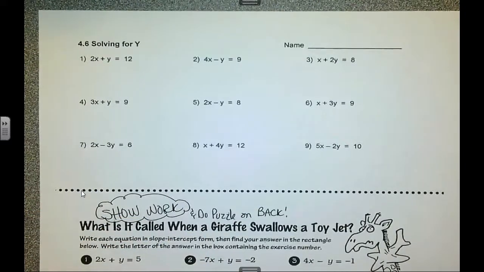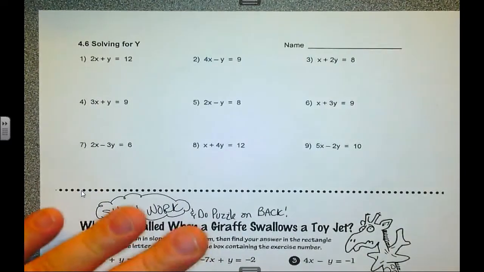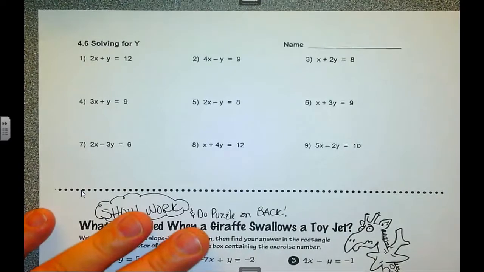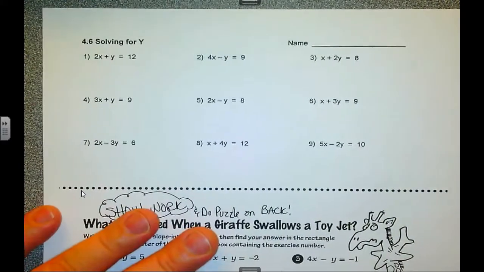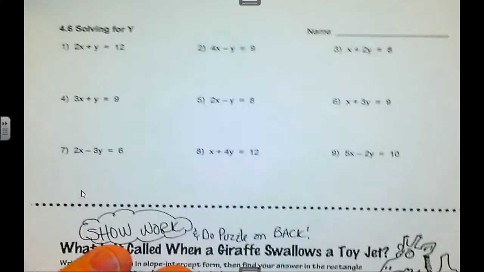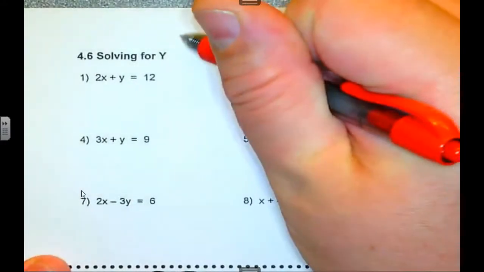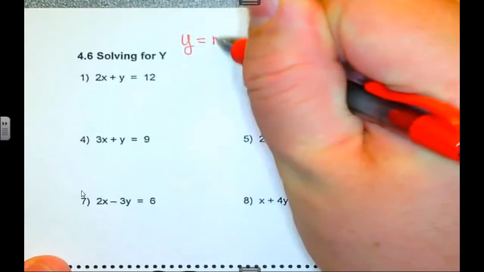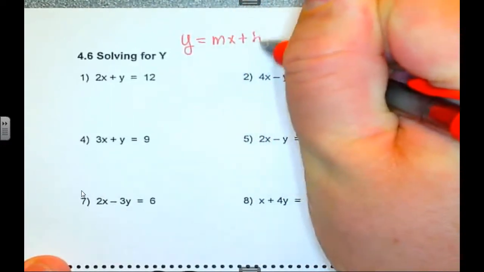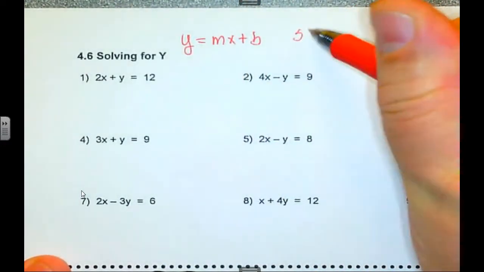Solving for y, we did 3.5, remember? Some of you took a quiz on it. Solving for a specific variable. This specific variable that we are solving for is y, because we want to put it in y equals mx plus b form, correct? Slope-intercept form.